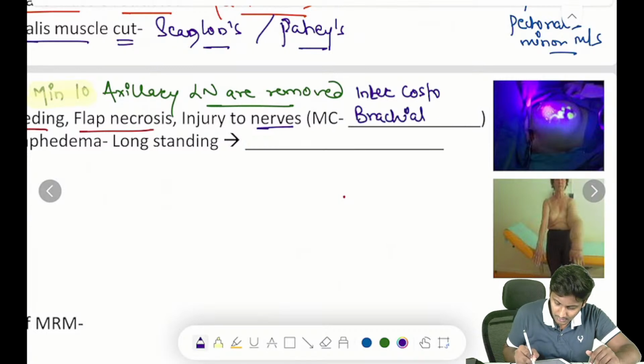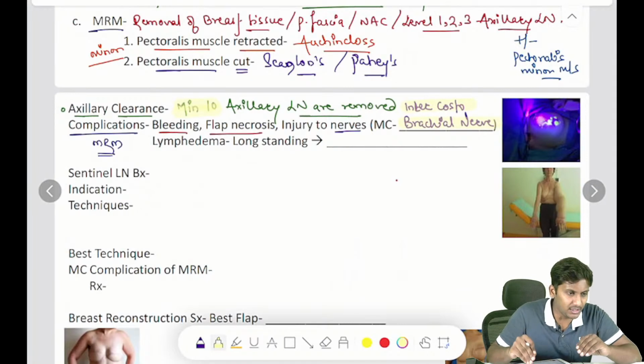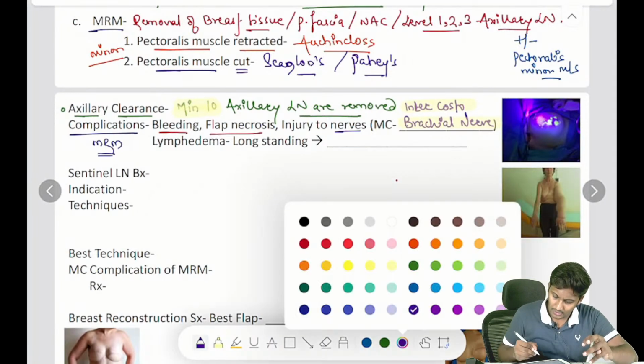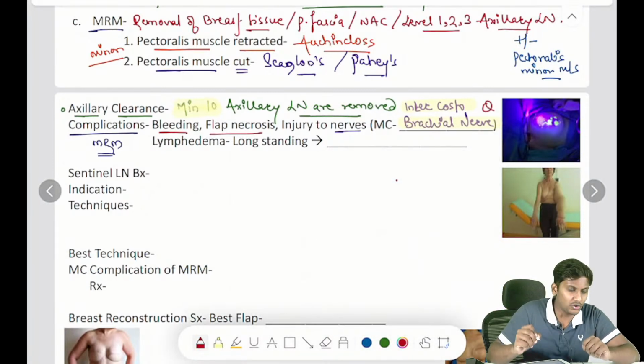It is nothing but the intercostobrachial nerve, which is the most common nerve injury in a case of modified radical mastectomy or in a case of axillary lymph node clearance. कोई दिक्कत नहीं है इसमें. That has to be remembered. ठीक है, intercostobrachial nerve. This has been a PYQ.